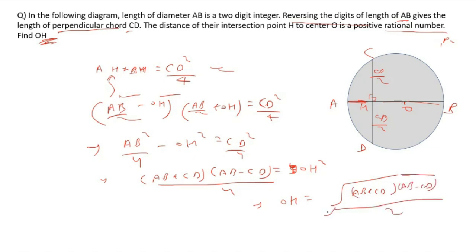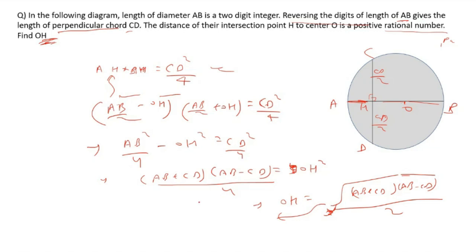Now for it to be rational, we have already made the 4 into 2, so this entire thing should be a perfect square. (AB plus CD) into (AB minus CD) should be a perfect square. Now, because we don't know any of the lengths, we only know that reversing the digits of one gives the other.